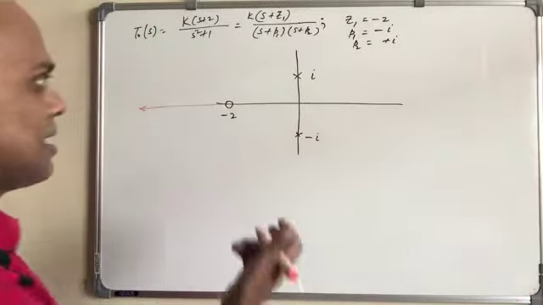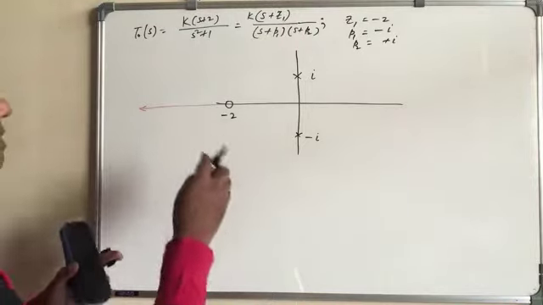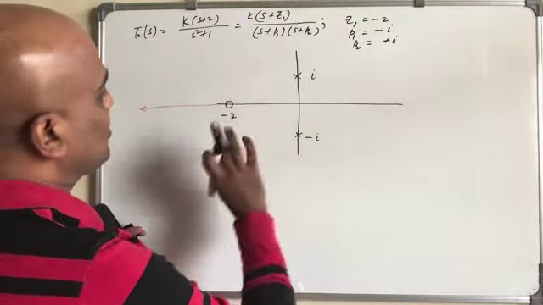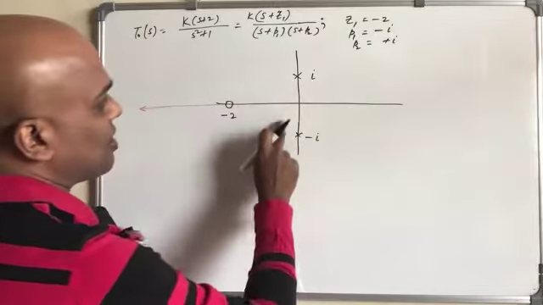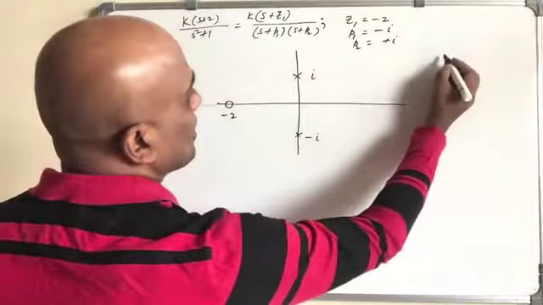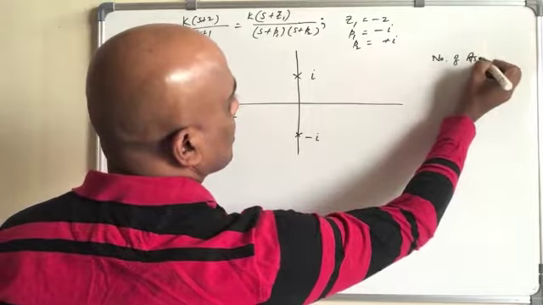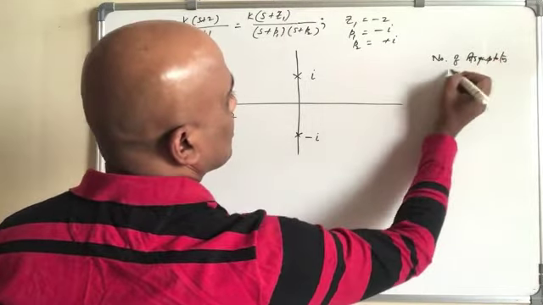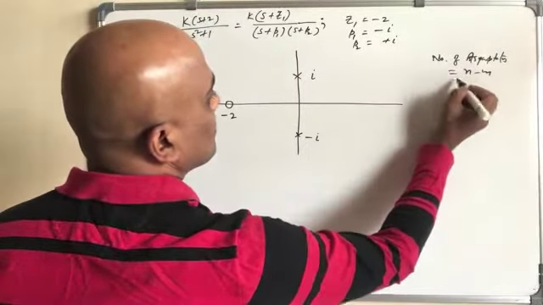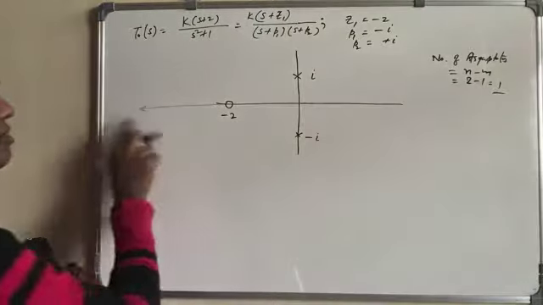Now step 3, the number of asymptotes. In this case the number of asymptotes will be equal to 1. Why 1? Because the number of asymptotes is equal to n minus m, which is equal to 2 minus 1, equal to 1. So in this case also we get equal to 1.